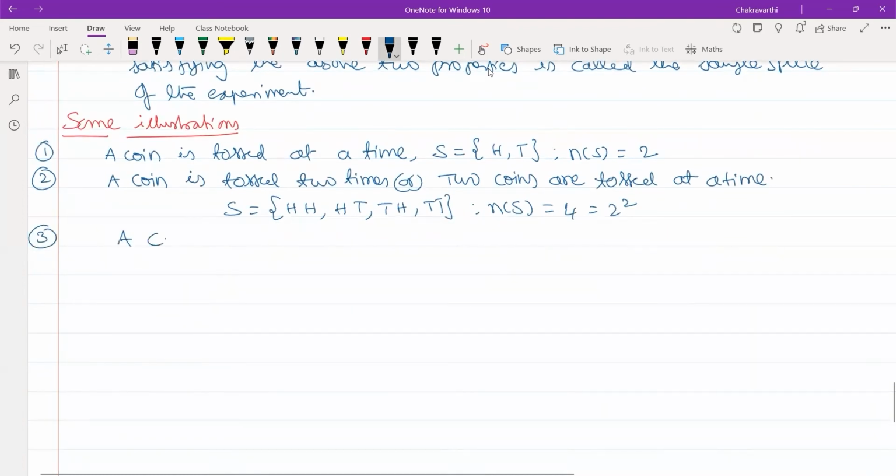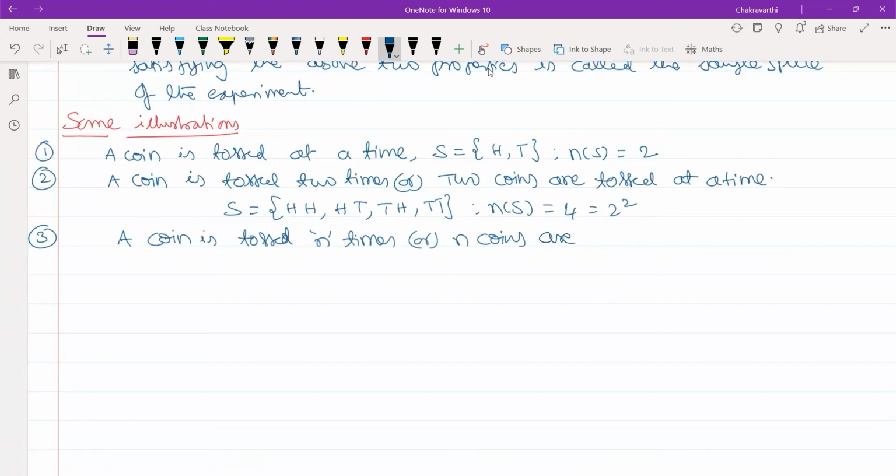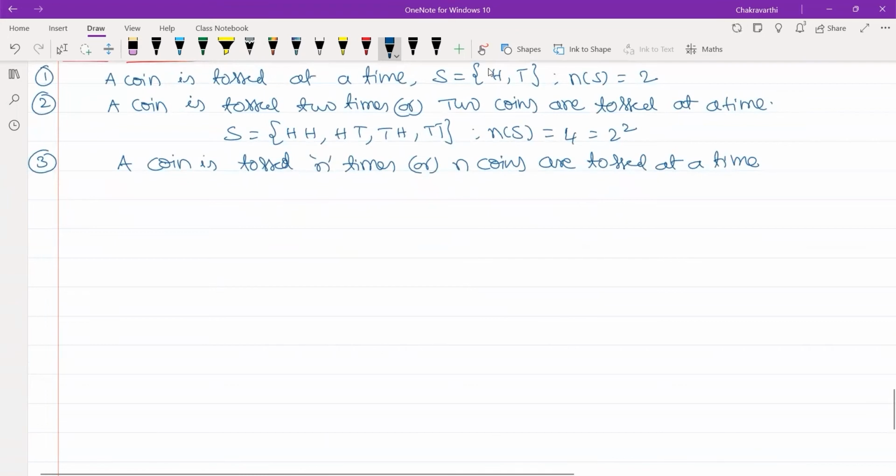Another is one. A coin is tossed n times, or n coins are tossed at a time. Both are random experiments. Total possible outcomes of these random experiments: the size of the sample space for this experiment, N of S, is equal to 2 power n.